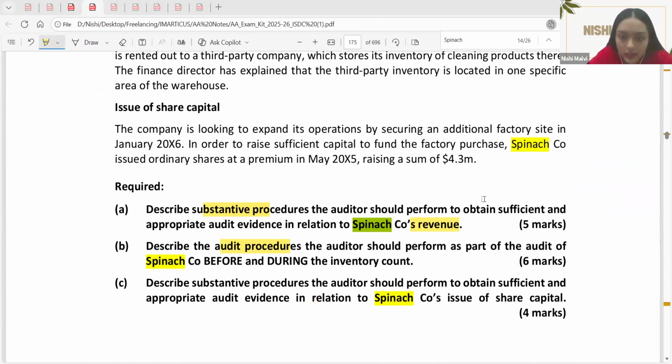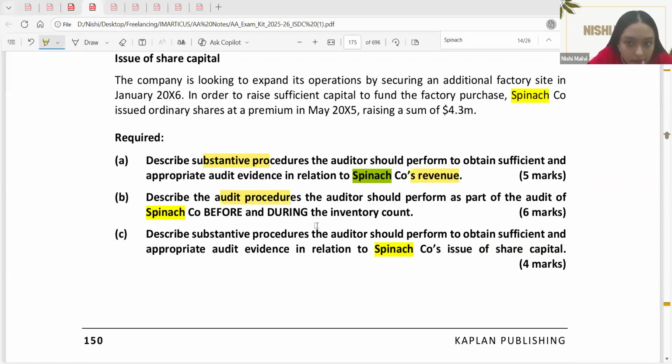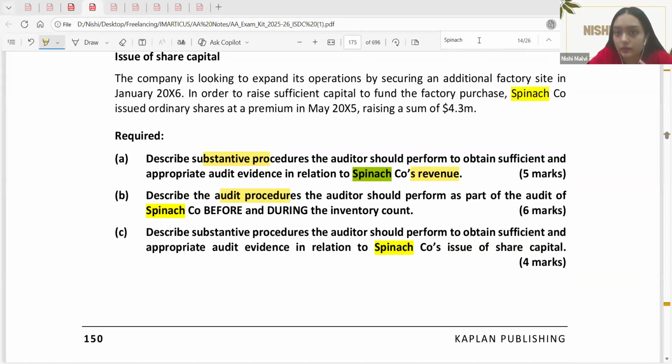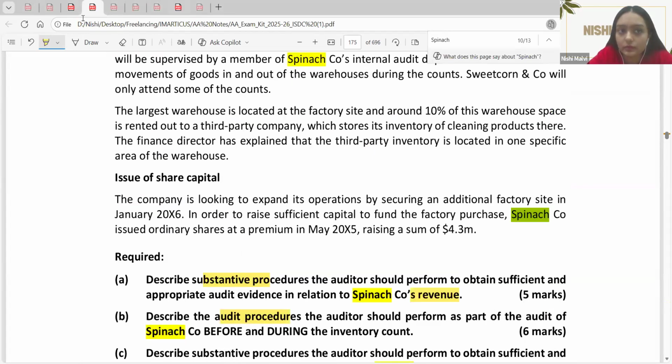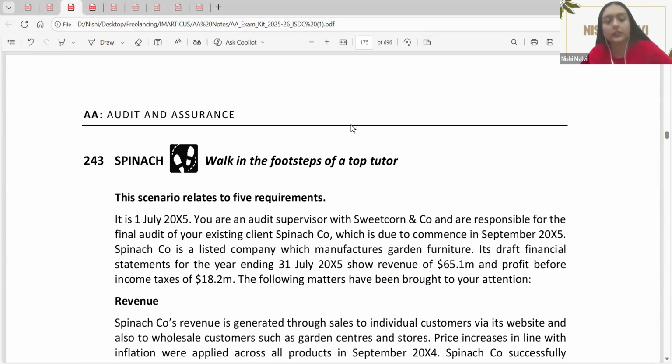Okay, okay, yeah, understand that. Where is this? Hmm. इधर दिया ना? They are clearly saying audit procedure.